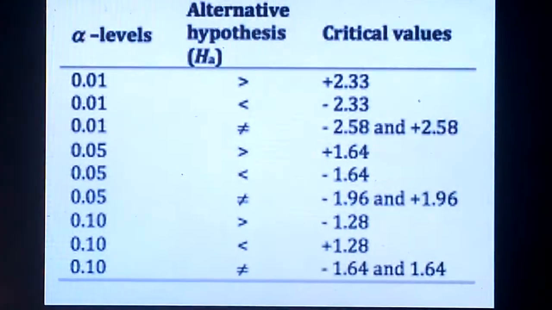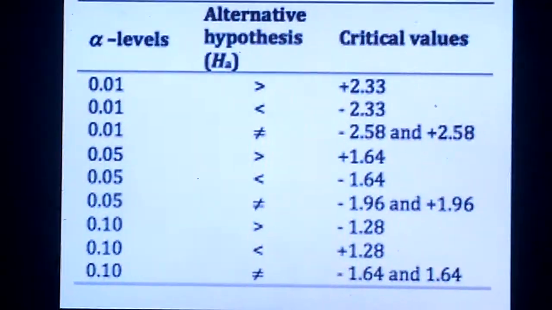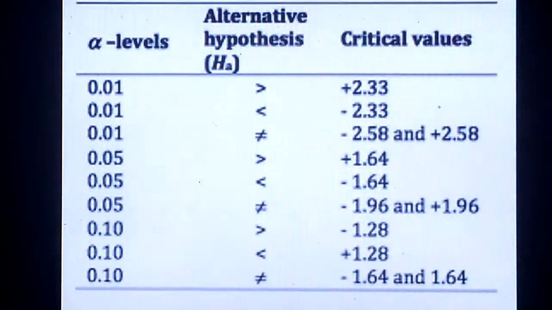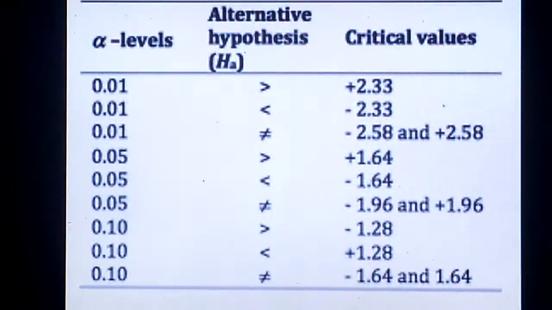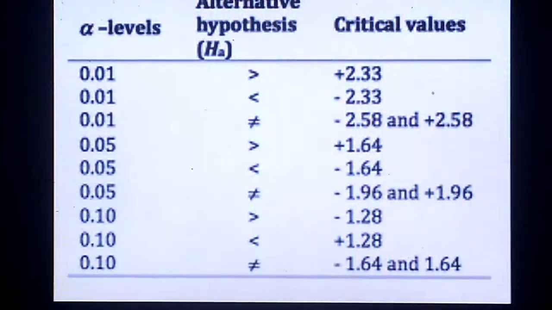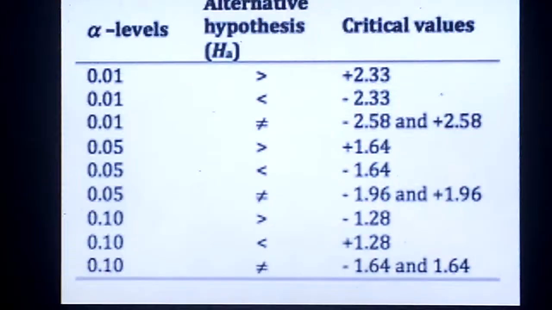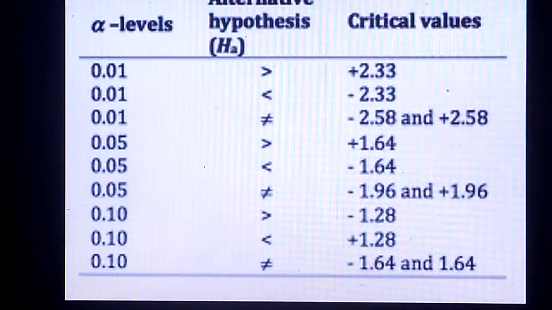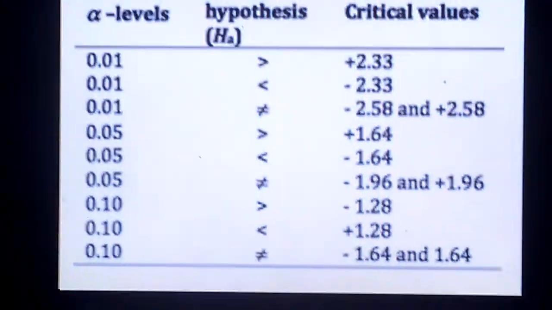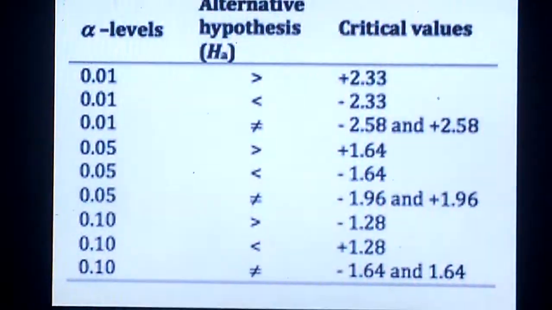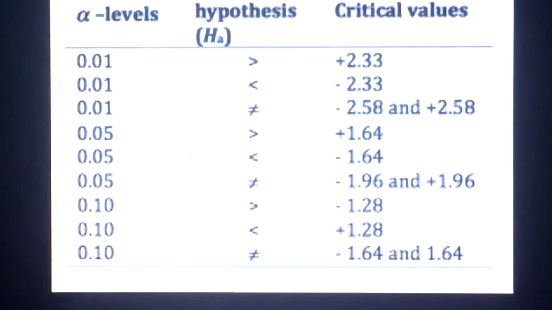So these are the critical values for the z-test. We have different levels of confidence: for 1%, denoted as 0.01, and 5% as 0.05. Normally we take the 5% confidence rate.